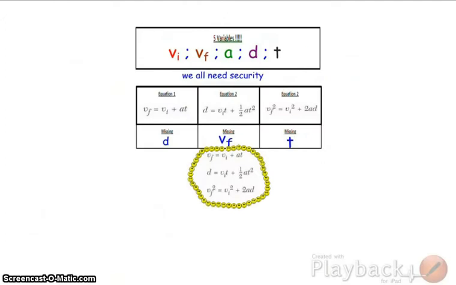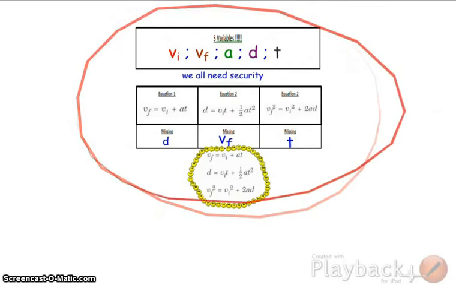We still have the same 5 variables, VI, VF, A, D, T: we all need security. We still have the same 3 equations. First one's missing d, second one's missing final velocity, and the third one's missing time. So this is all the same as when we did horizontal.